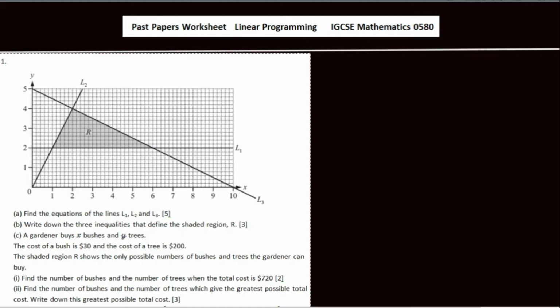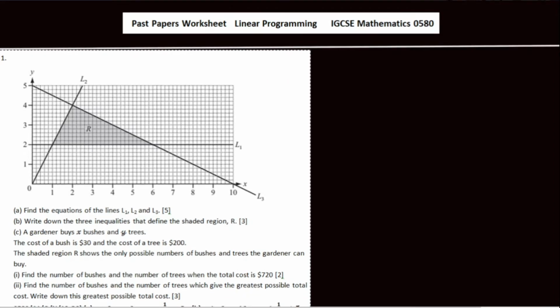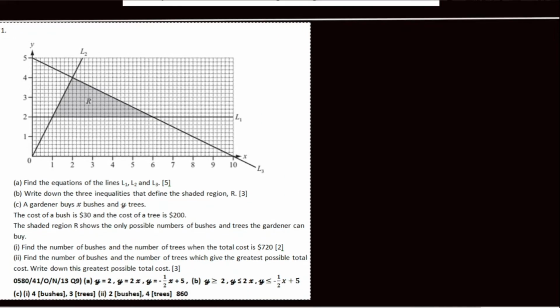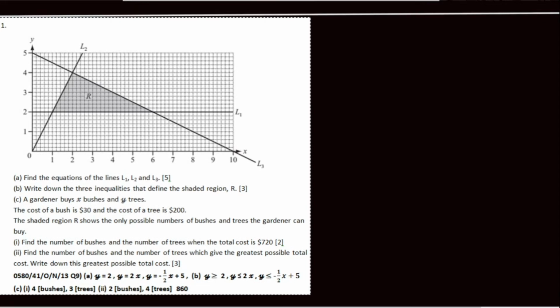Okay, today we're doing a worksheet on linear programming. These types of questions are usually asked in paper 4, and they're related to graphs of linear equations and graphical inequalities especially. Let's start with the first question, which says find the equation of the line L1, L2 and L3, part A. Let's start with the easiest one.